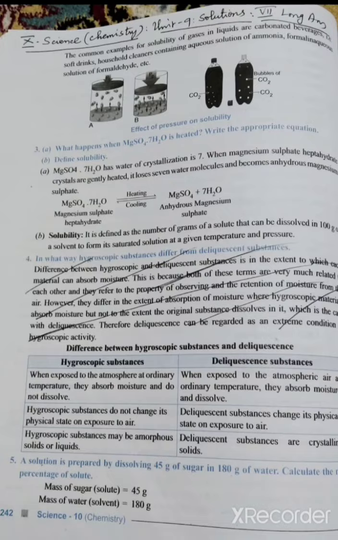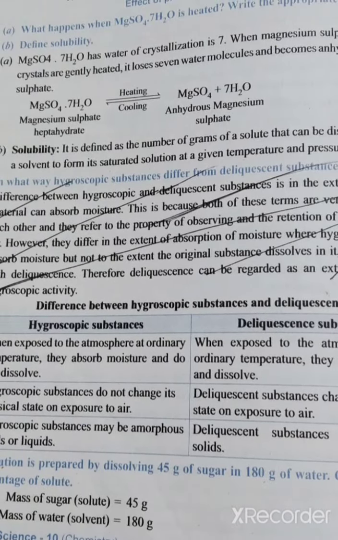Yes, my dear students of 10th standard, nowadays we are discussing the textbook evaluation of Unit 9, Solutions lesson, Roman letter 7, long answer. Already we learned up to 4 in detail. Now we are going to discuss 5 and 6.